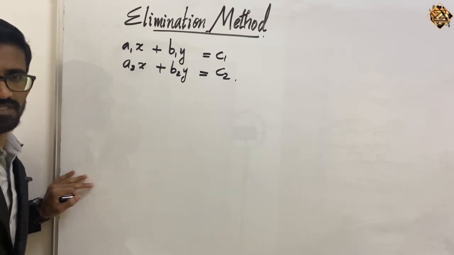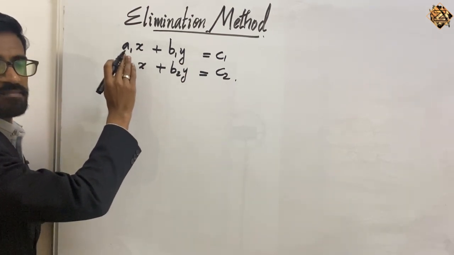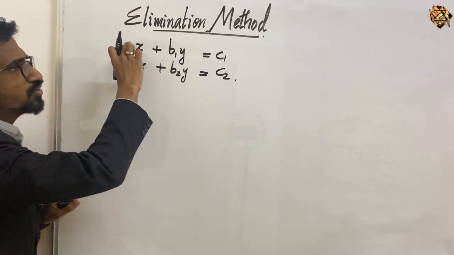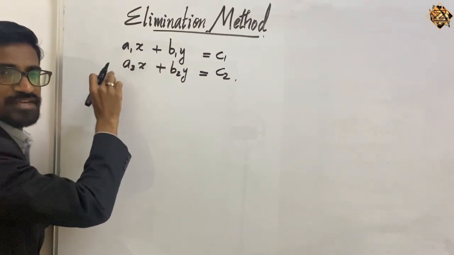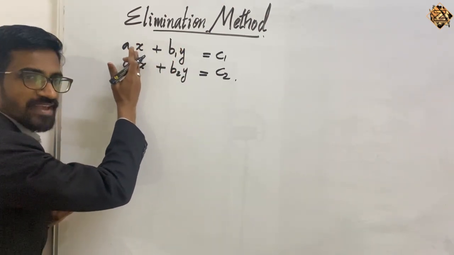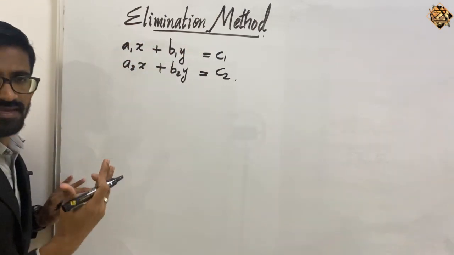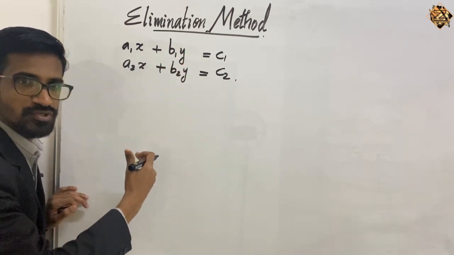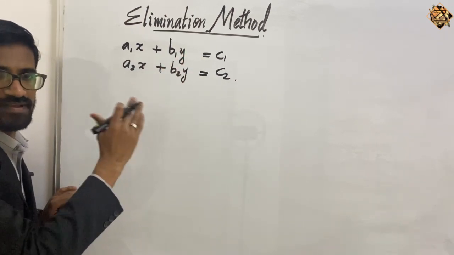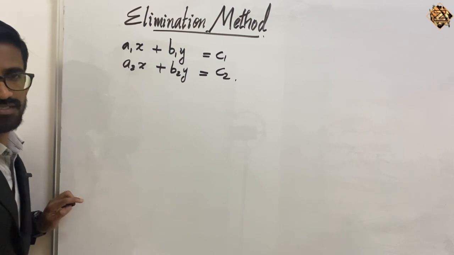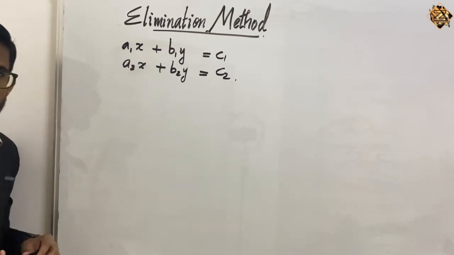So to apply elimination method, first we will multiply equation 1 and 2 with any number in such a way that either the coefficients of x in both equations or the coefficients of y will be equal. Then we will subtract both the equations, so that we will be able to find the value of the existing variable. Then that value we will substitute in any one of the equations to get the value of the other variable. Okay, that is how we will solve equations using elimination method.